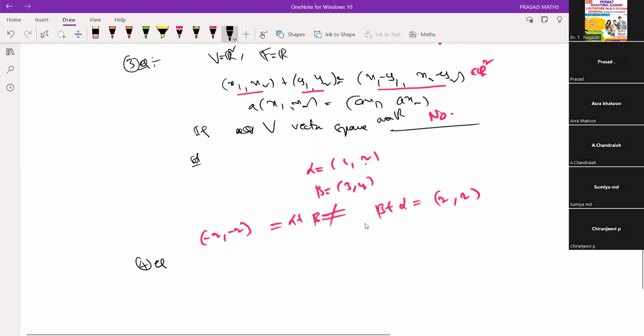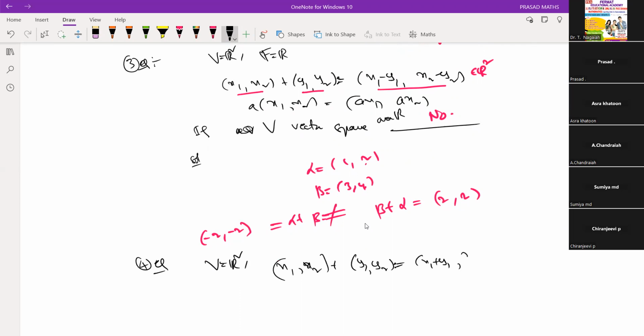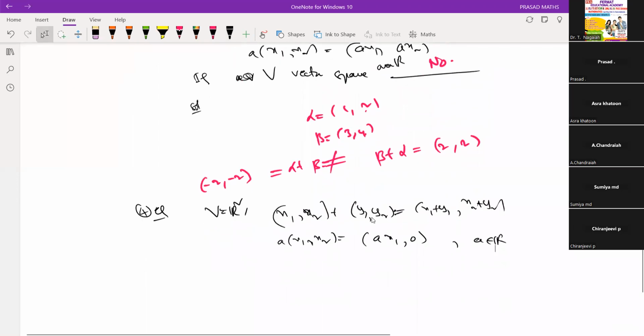So now we can take this: V equals R2. My first operation, the internal operation, is like this: (x1 plus y1, x2 plus y2). The second operation is denoted like this: a into (x1, x2) equals, suppose we take, (a x1, 0), where a is a scalar and these are the vectors. Now my question is, is it a vector space?